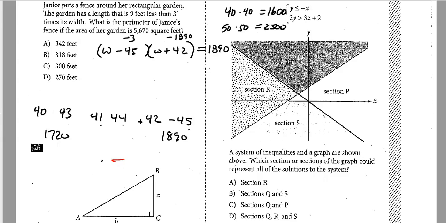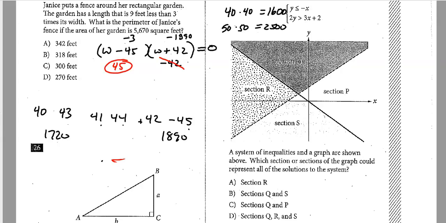I probably could have got that much faster with a graphing calculator and just graphed that parabola. So when you solve this, or actually that was not 1890, check that, that was 0. So W either equals negative 42, which we can't have a negative width, or W equals 45.